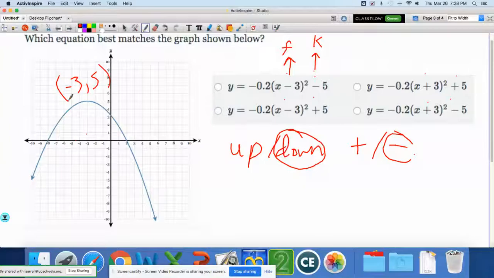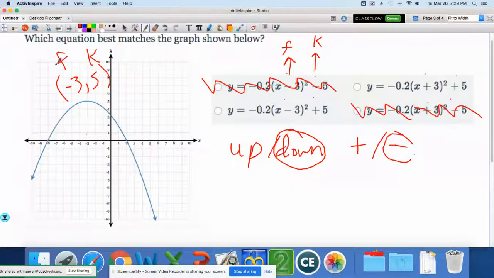Well, I know that the y value is always kept. So I'm thinking anything that doesn't have a +5 out on the end, I'm getting rid of. That's got a -5, that's got a -5. That one I don't have to worry about. That one's straightforward. The other one, though, I've got to make sure it's flipped inside the parentheses.